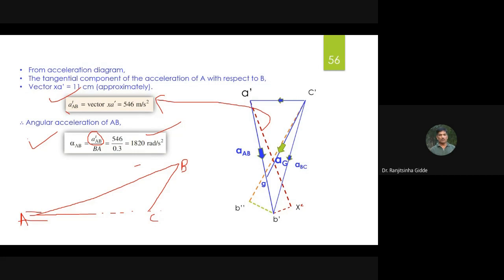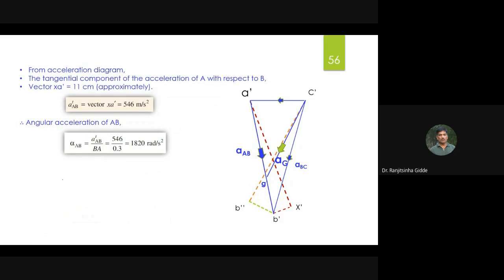A point. For this link BC, there are two components. This one is a component and this is the other. This one is tangential, this one is radial, and this one is tangential. For this there will be two: this one is radial and one which is perpendicular. This is tangential. So this is the radial component, this one is the tangential component. Right?